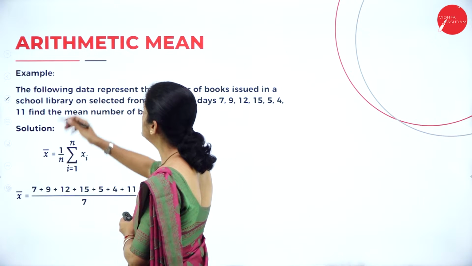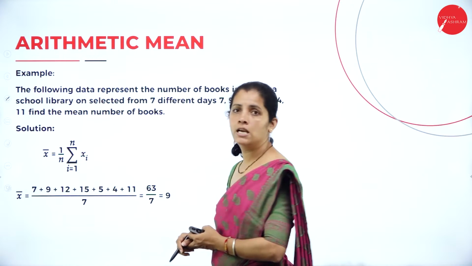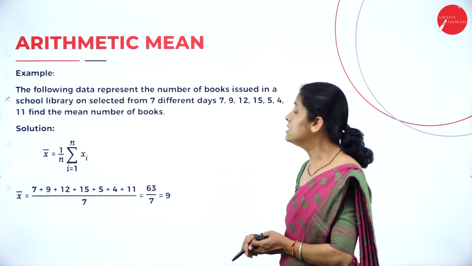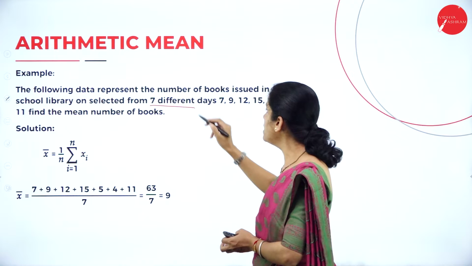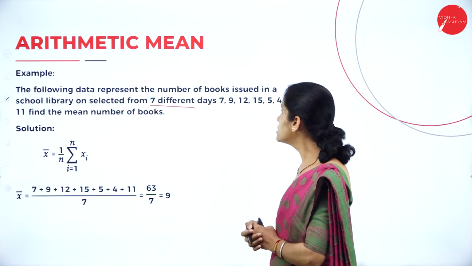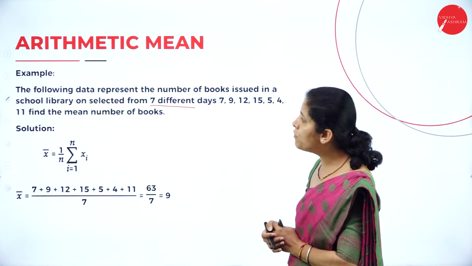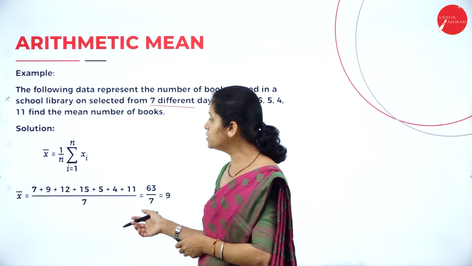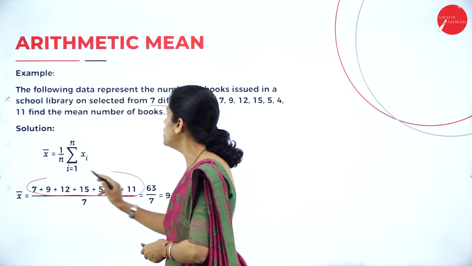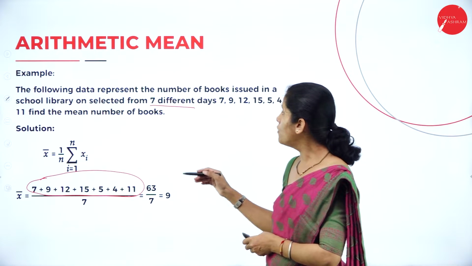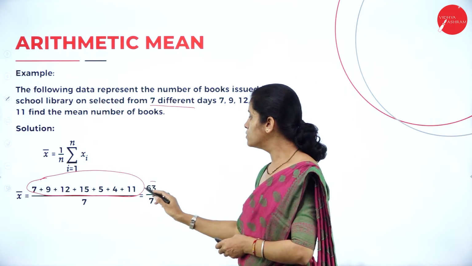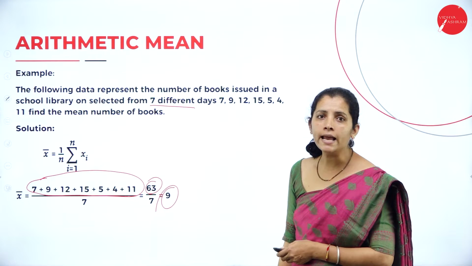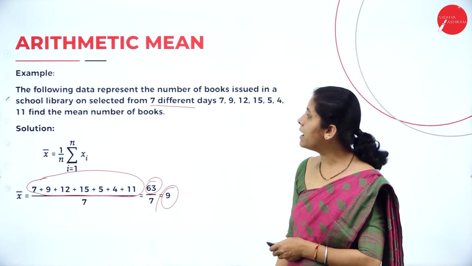Consider this example. The following data represents the number of books issued in a school library on 7 selected days. The values are 7, 9, 12, 15, 5, 4 and 11. I want to find the arithmetic mean. So, dear students, I add all the values together, and how many days? 7 days. So 67 divided by 7, the answer is 9. This is the direct method. Directly, I substitute the values.